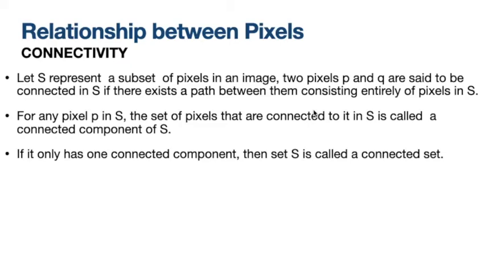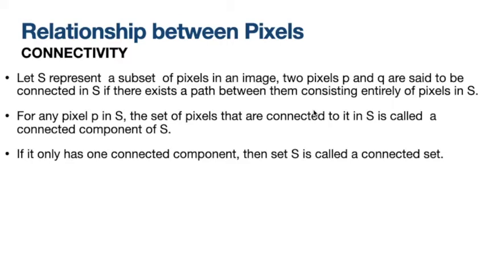If S represents a subset of pixels in an image, then two pixels p and q are said to be connected in S if there exists a path between them consisting entirely of pixels in S. Okay, so then it is called a connected pixel. Two pixels p and q are connected in S if there is a path between p and q which consists entirely of pixels in the subset S.